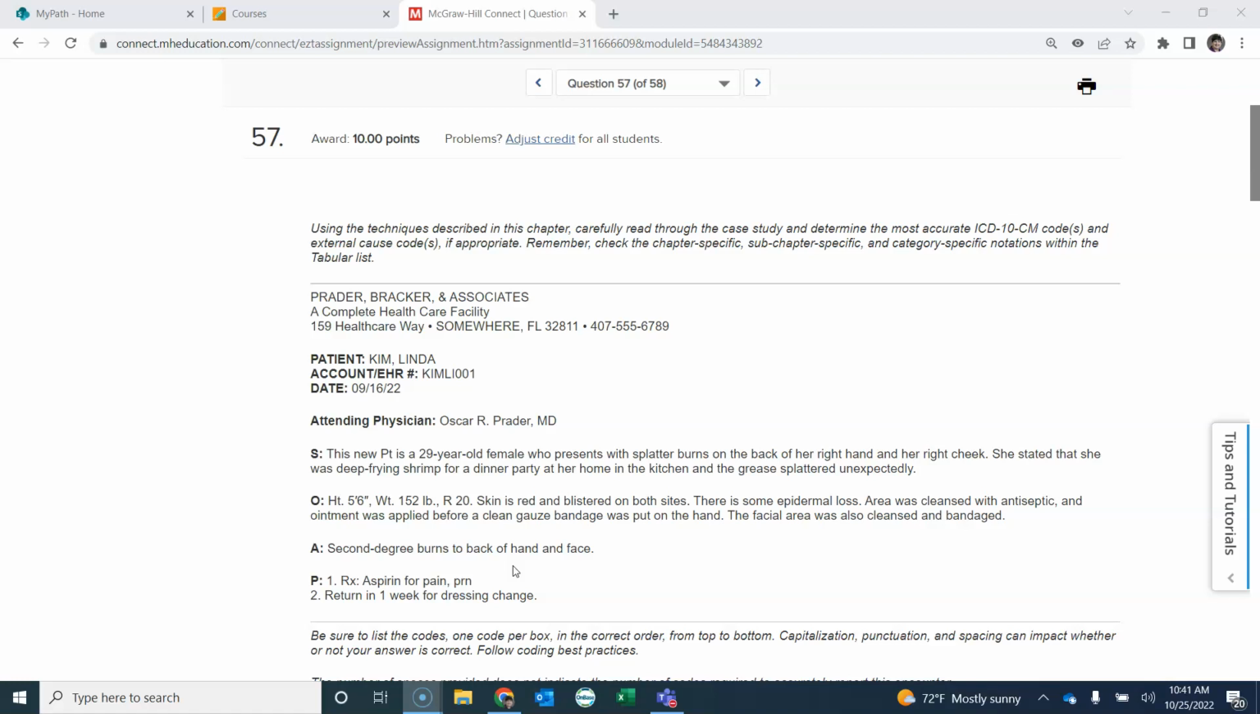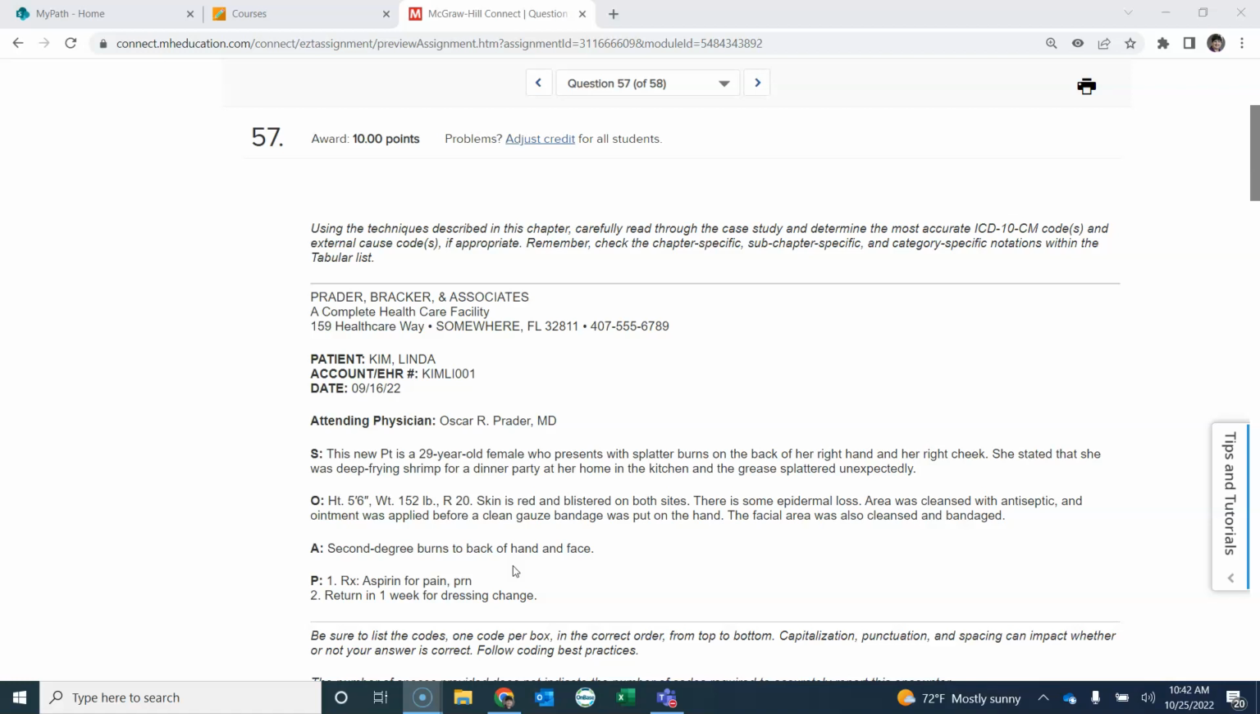All right, and so we have second degree on the right hand. So let's scroll down to right, second, and we get to T23.261. So let's go there. Keep your hands there because this cheek burn is going to be in about the same place, okay? So T23.261, burn of second degree of back of right hand.